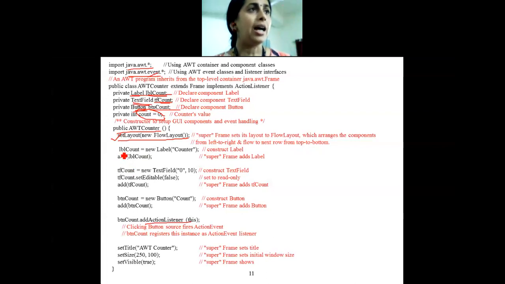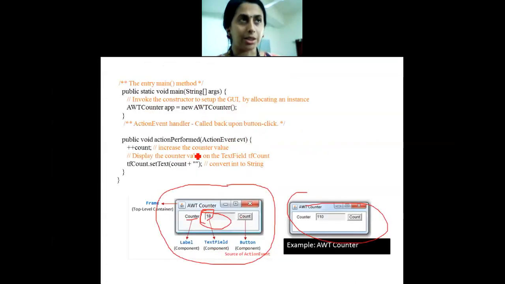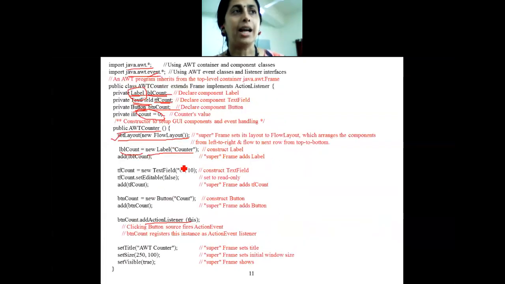Then I have taken label count. Look here, label count is what? Object of Label class, equal to new Label of counter. Let me go further. What is this counter? It is the label heading that is being initialized in the constructor, the parameterized constructor.